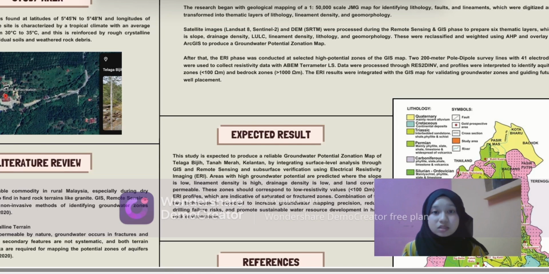In particular, the zones with the best groundwater potential are expected to show a combination of low slope, which promotes infiltration, high lineament density, indicating fracture zones, low drainage density, which reduces runoff, and permeable land cover, such as vegetation or open soils that allow water to seep in. This area should also show low resistivity values below 100 ohm-meters in the ERI result, which will confirm the presence of saturated and fractured rock underground.